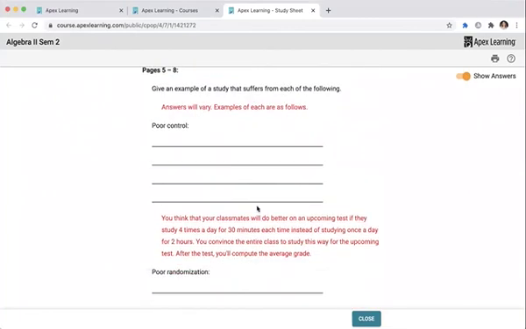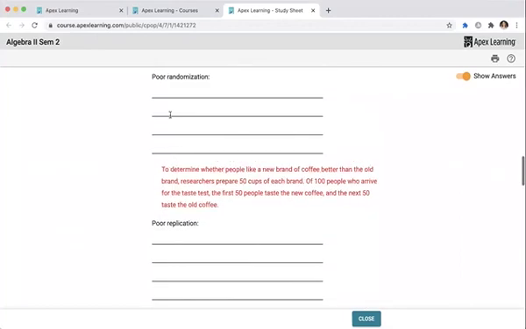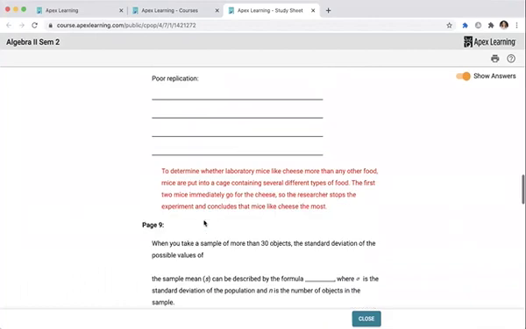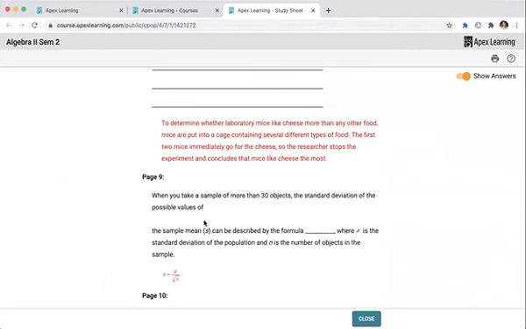So we walked through an example of having poor control. We walked through an example of having poor randomization and poor replication, all right? And again, all of those don't mean that your test is completely bad. It just means that it's hard to make conclusions based on that because we're not sure. Right, we're not sure if we have introduced bias by not constraining one of those factors.